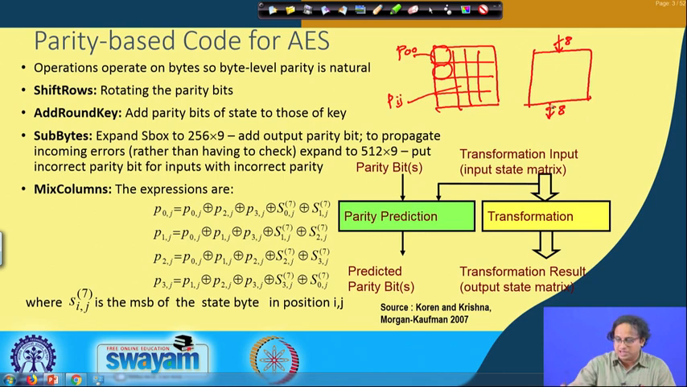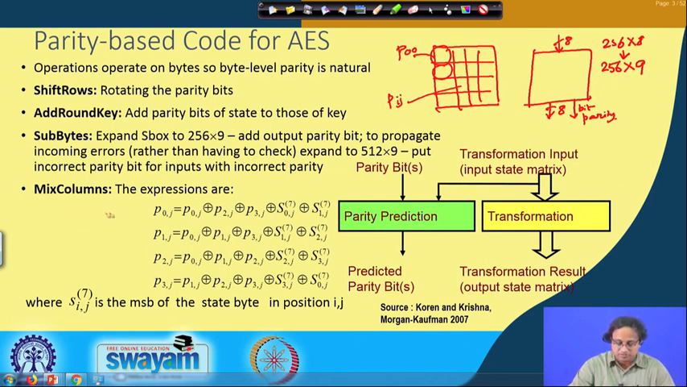So, now what I do is keep one extra bit, and this is a parity bit. Again I have got 256 possible locations, because 8 bits can have 256 possible values, but the table becomes 256 cross 9. Previously it was 256 cross 8, and now because of this parity storage it becomes 256 cross 9. That can probably be afforded, and therefore we are expanding the S box to 256 cross 9, and by adding this output parity bit we can propagate incoming errors rather than having to check explicitly.